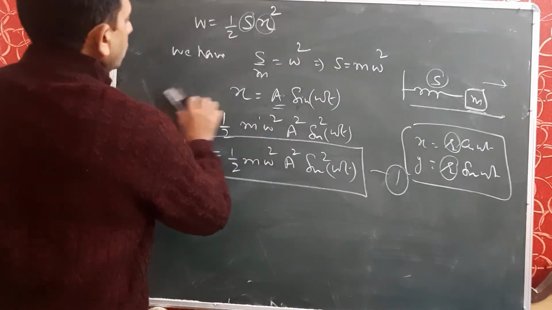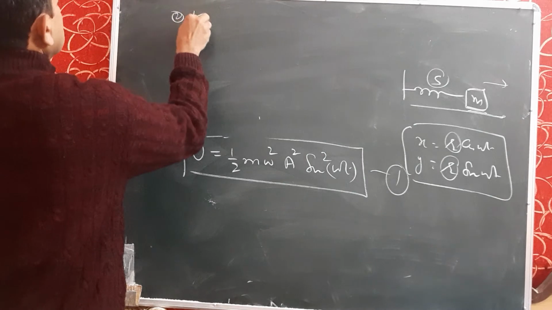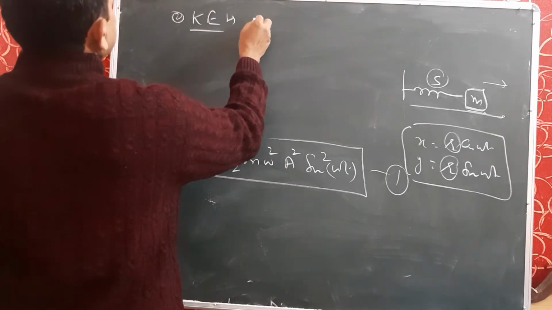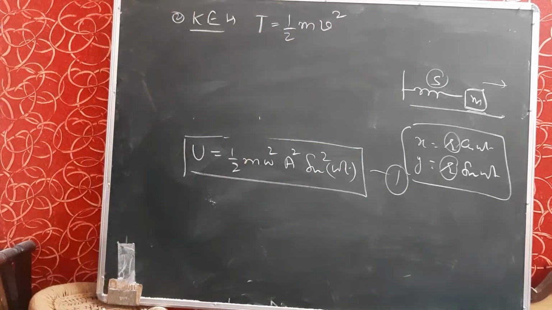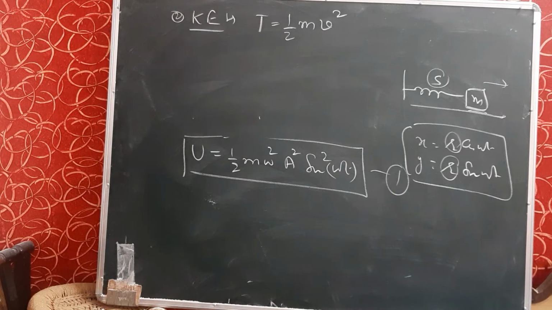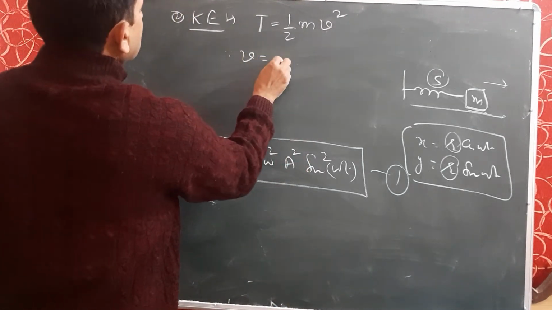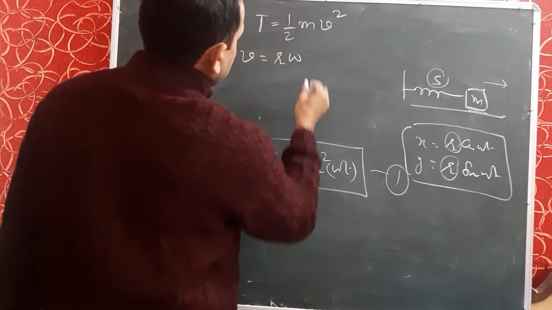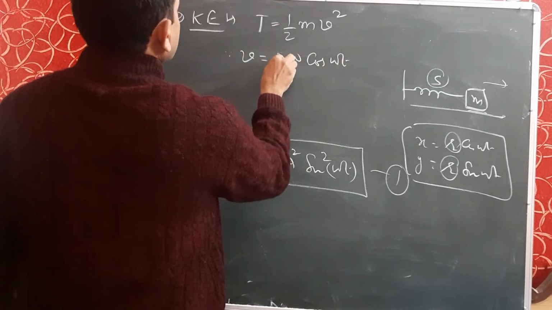Similarly, we will find the kinetic energy. The second part is kinetic energy. You know that the formula for kinetic energy is half m v square, and I am writing kinetic energy as T. So T is equal to half m v square. Putting the value of velocity v here, the velocity is r omega cos omega t, or A omega cos omega t.